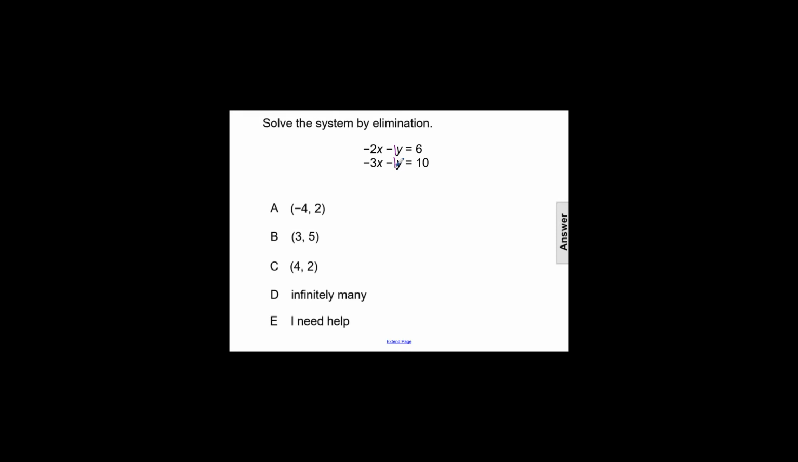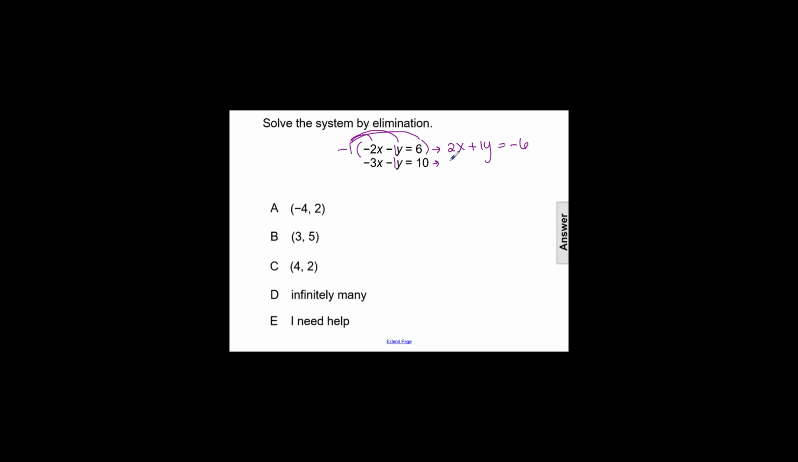Now, when they're the same coefficient, you actually have two options of how you will eliminate these variables. We could just subtract the two equations, but subtracting negatives can be tricky. So I'm going to use a method where I'm multiplying one of the equations, and I'm randomly going to choose the first equation. I'm going to multiply everything in that equation by negative 1 to change the signs of the coefficients and the constant. So negative 1 times negative 2x will give me 2x. Negative 1 times negative 1y will turn into a positive 1y. And negative 1 times 6 will equal negative 6.